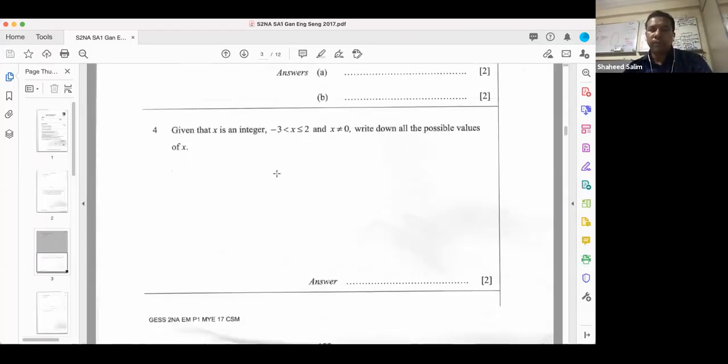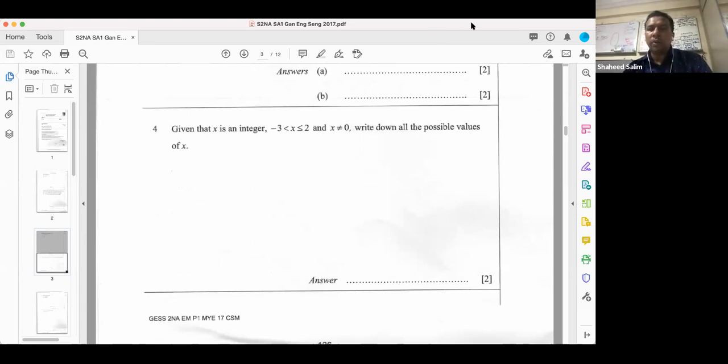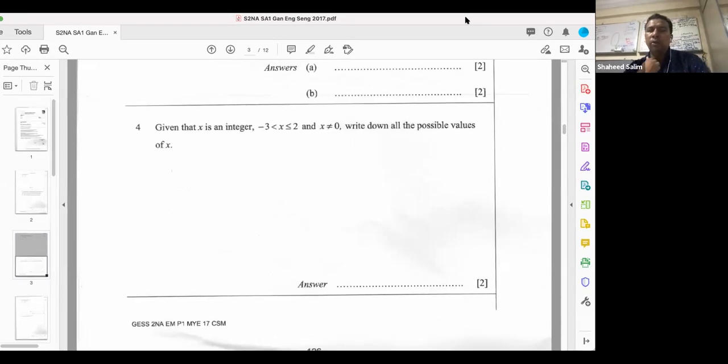Move to the next one. This one now, okay, you try. You know what an integer is? Integer is a whole number. It can be positive, it can be negative, it can be zero. But here, they tell you something about it being zero. So, whether it can be zero or not.